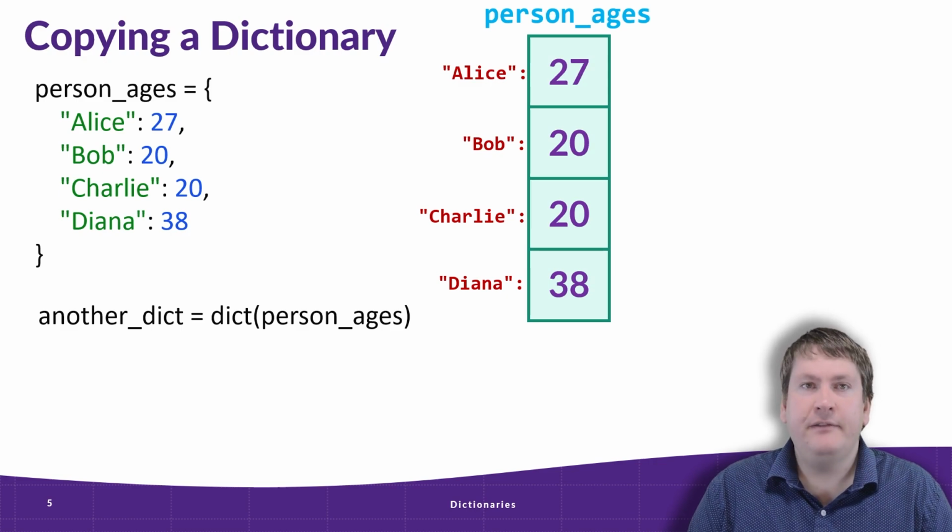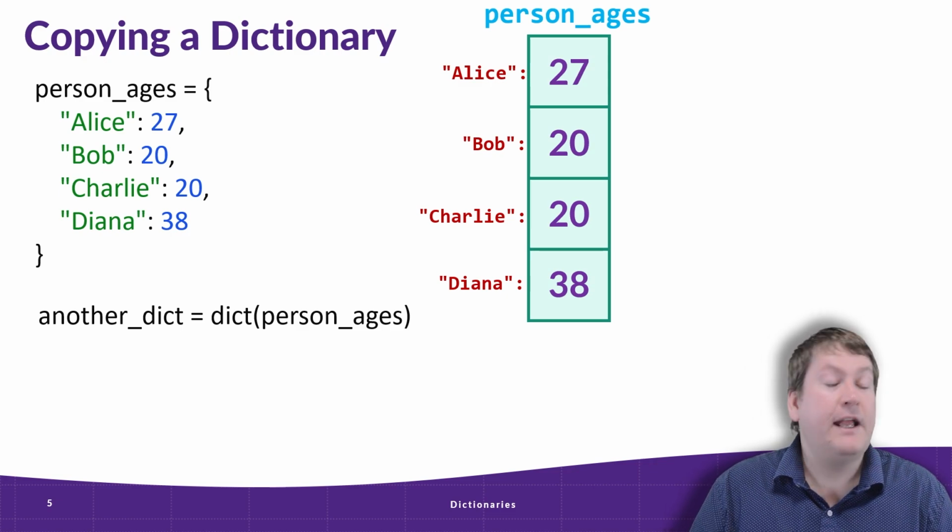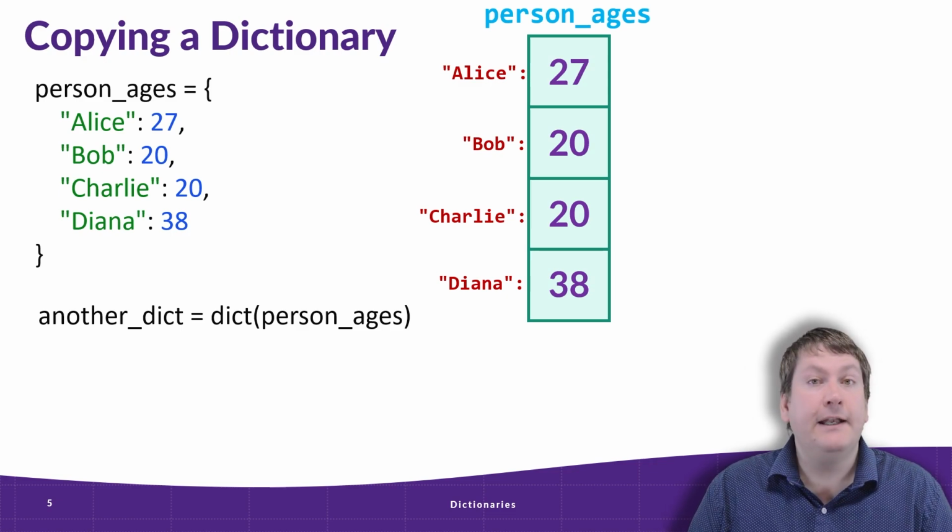So how do we actually make a copy of a dictionary? Well, just like with lists, where we had the list function that could copy a list, dictionaries have a dict function that can copy a dictionary. When we pass the dict function a dictionary, like person_ages here, it's going to make an actual copy of that dictionary and copy the values instead of making a new reference to that object in the computer's memory.